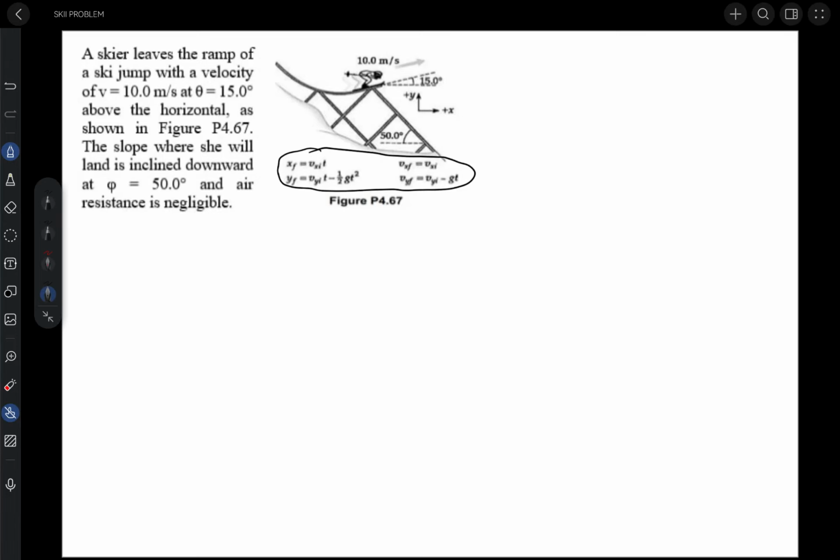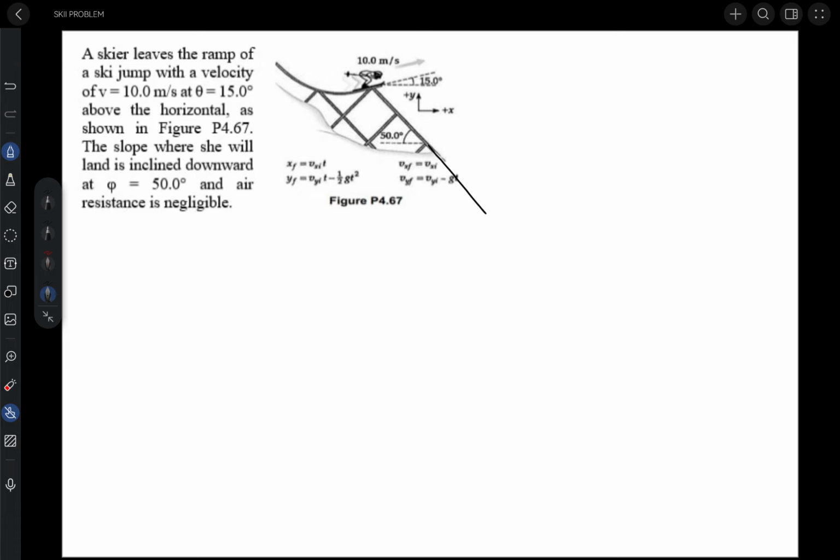Good day, everyone. Today we're going to be solving a physics problem on kinematic equations. We'll be using the kinematic equations to solve the skier problem, which many find difficult. For this problem, we have to solve for the distance d at which the skier lands.